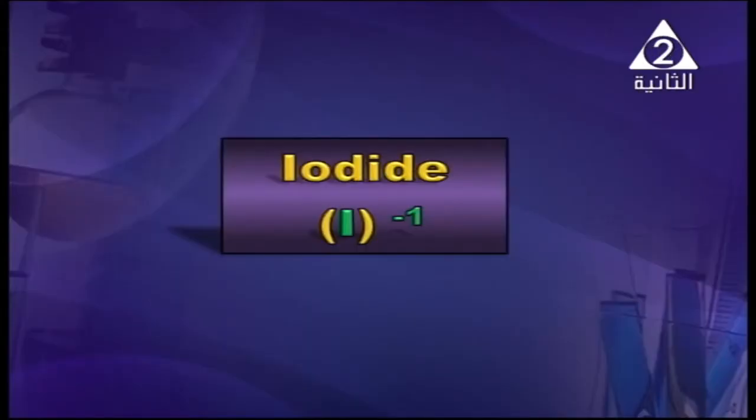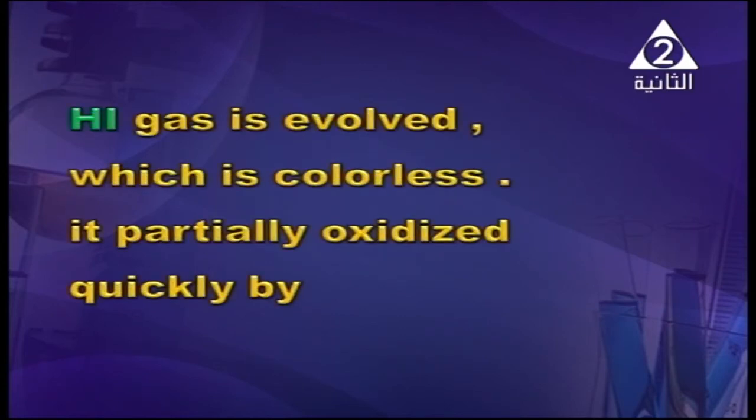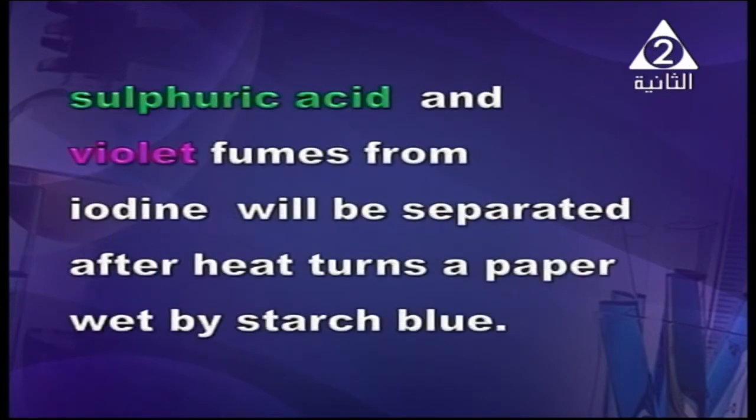You must know iodide. I, it means iodide. What happened? HI gas is evolved. Also, yes, but it's colorless, it is partially oxidized in the presence of sulfuric acid, and the violet fumes from iodine will be separated after heating. Turn a paper with starch into blue. The color change? Yes, it changed. What can the reaction be now?